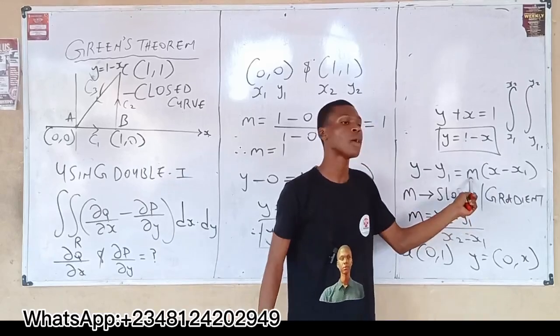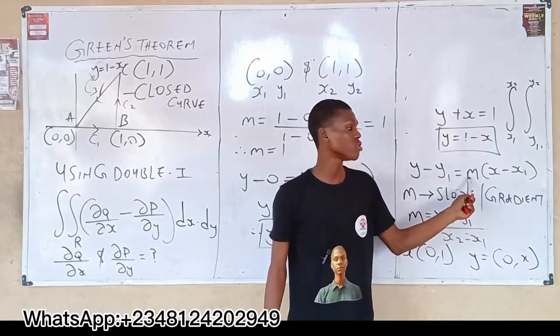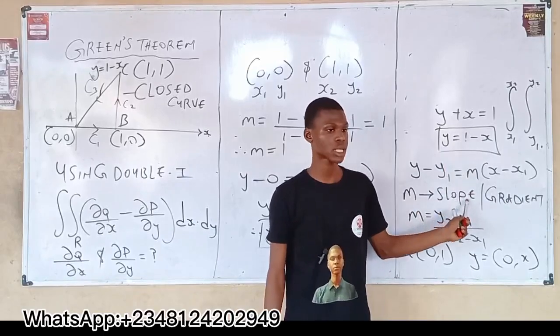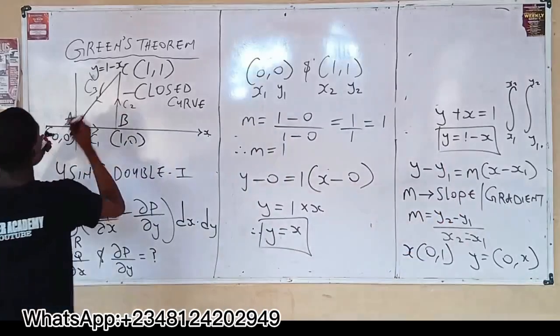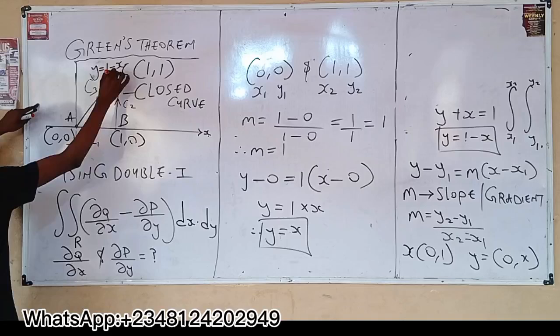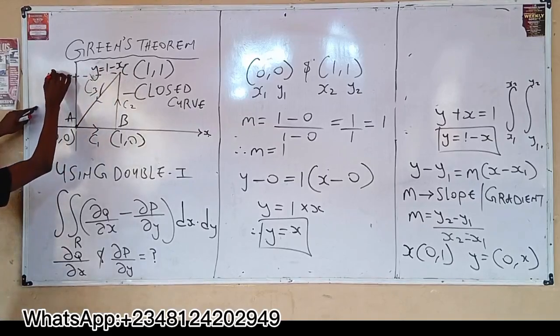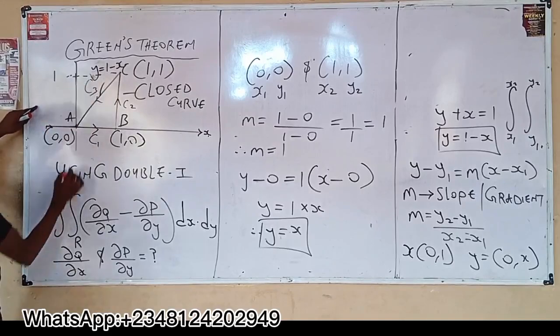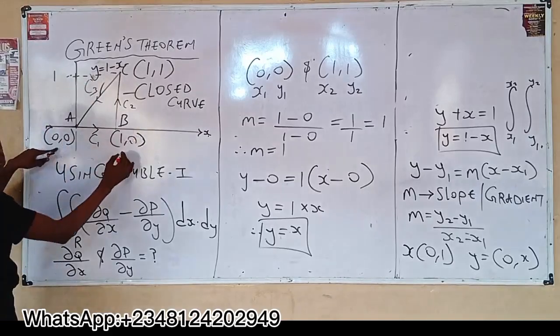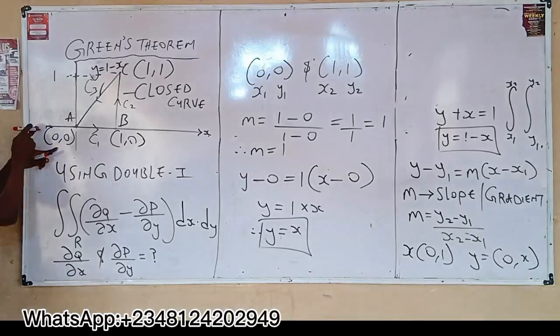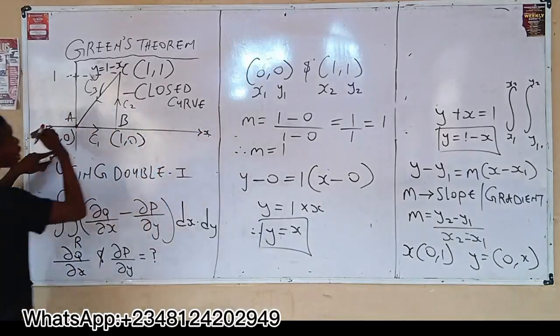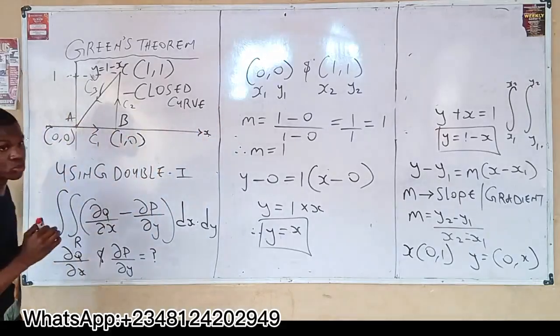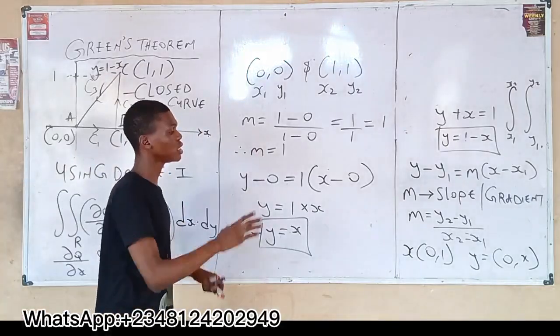And in this formula, m is the gradient. How do you get the gradient? Change in y over change in x. Since we are working with a graph, by the time we trace this, this is 1, right? This is 0. For the x, this is 0. This is 1. So for change in y, 1 minus 0. That's it. For change in x, 1 minus 0. Understood, right? Now let's substitute our limits.